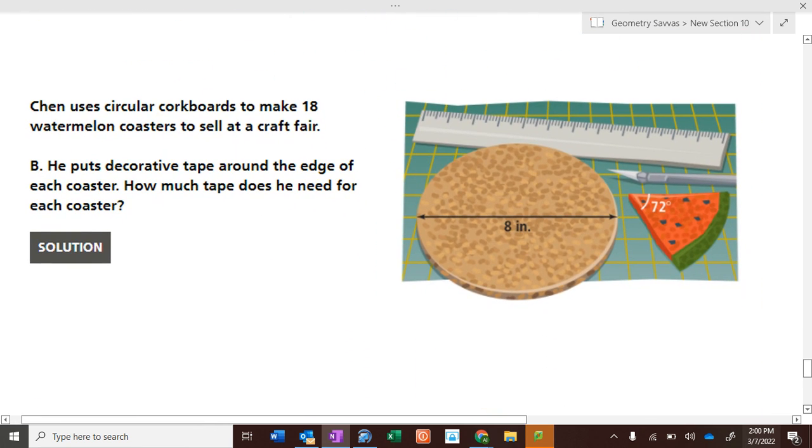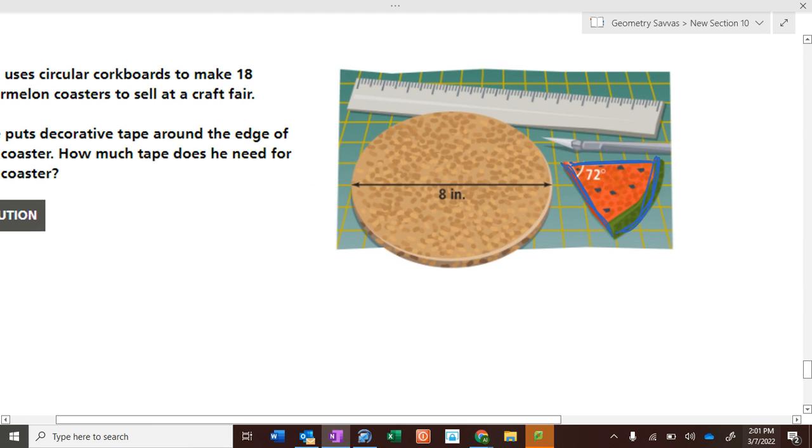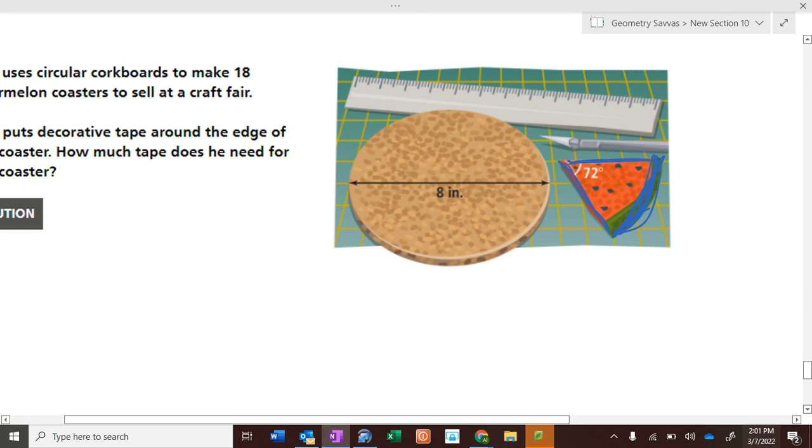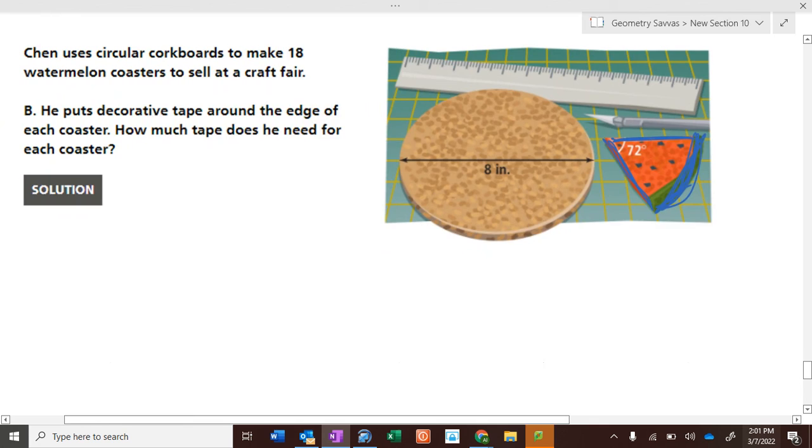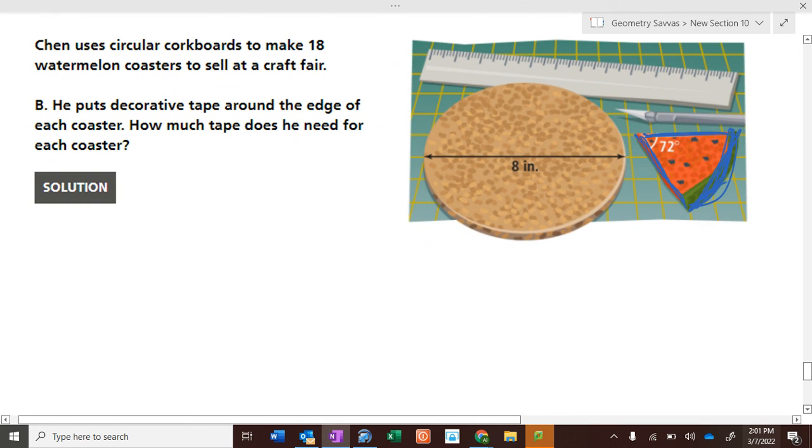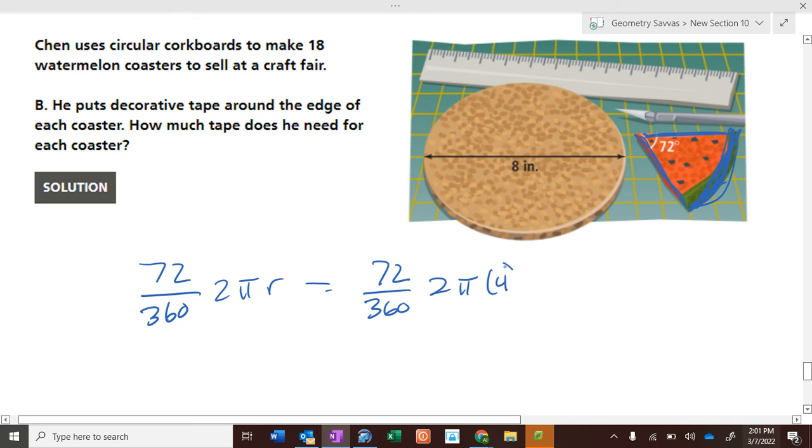Okay. He's going to put decorative tape around the edge of each coaster. How much tape does he need for each coaster? So he needs decorative tape for that, plus this, plus this. Well, this green part of the edge is the what of it? The arc length. Okay. So you take 72 over 360 times 2 pi r. So 72 over 360 times 2 times pi times 4.